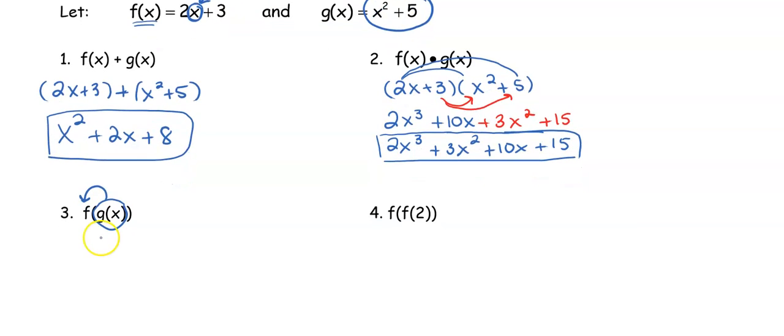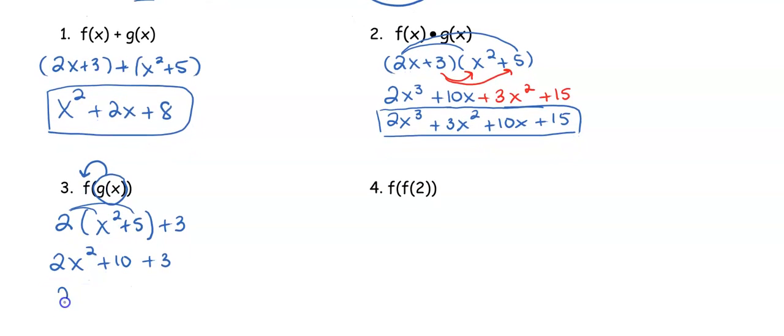So I'm taking that g of x and I'm going to plug it into the f of x, so that's 2. Now instead of x, it's x squared plus 5 plus 3. Simplify, 2x squared plus 10, and then we've got that plus 3 still. 2x squared plus 13.